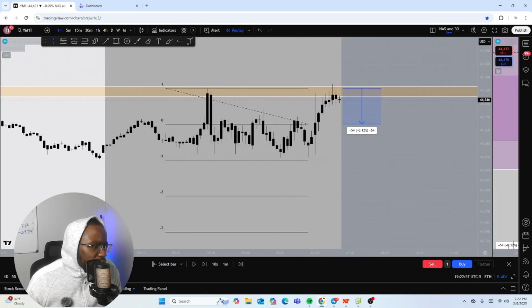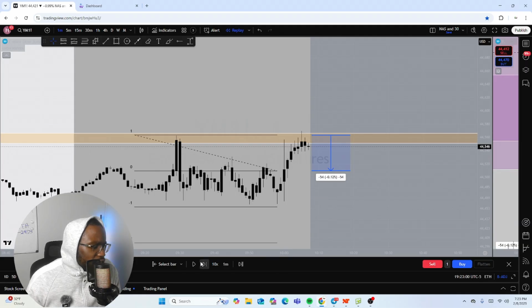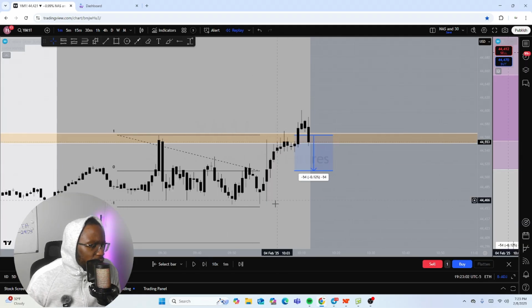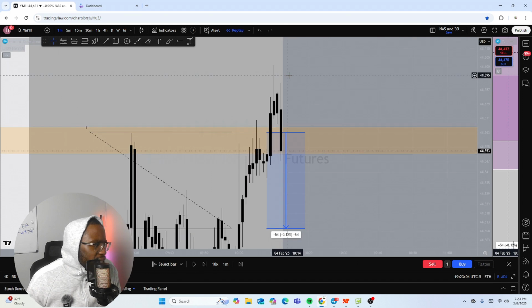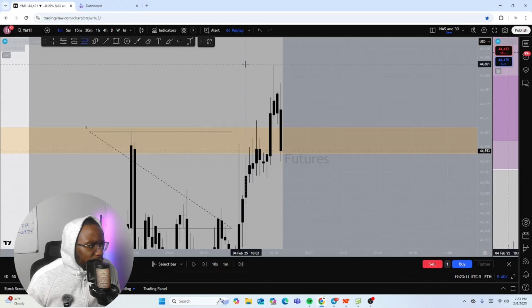I took another setup when price came back up here. I tried a second chance attempt and price stopped me out again. I think I took this setup right here. Come on, get off my screen. I took this setup right here.